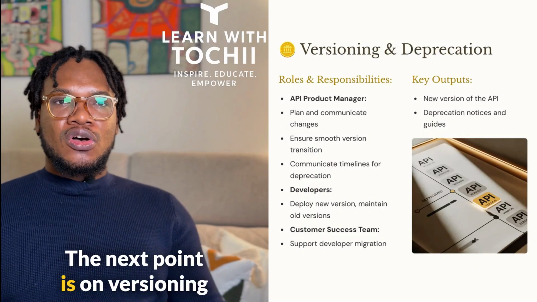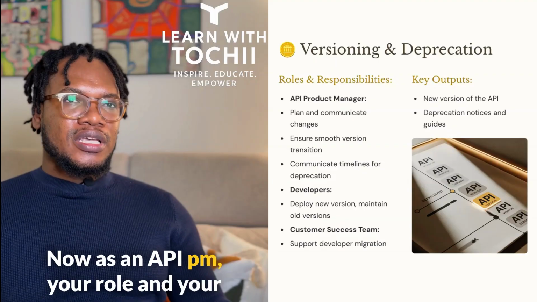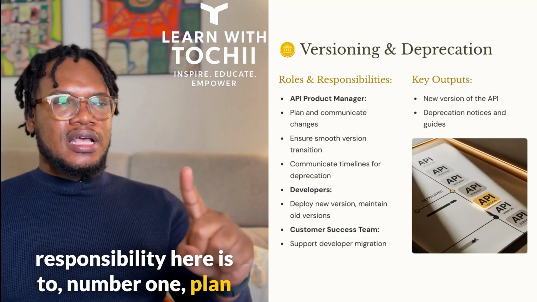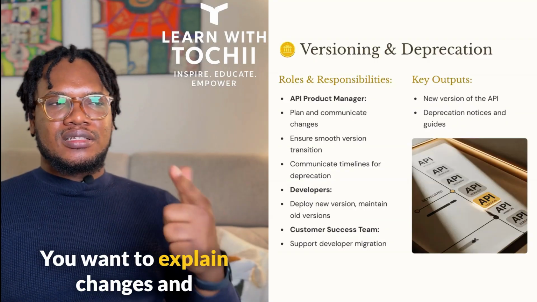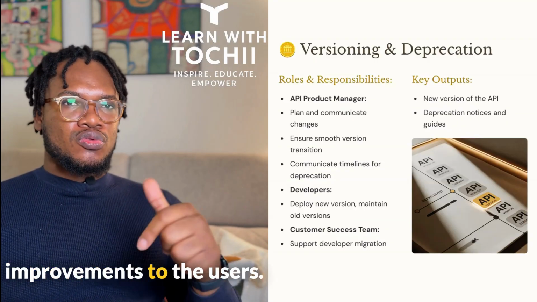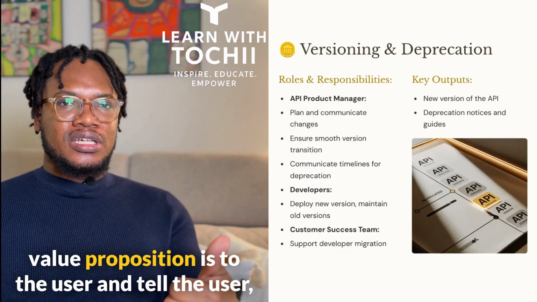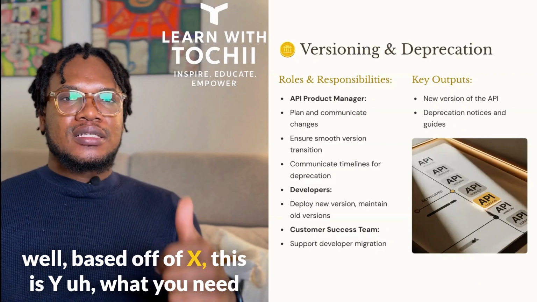The next point is on versioning and deprecation. Now, as an API PM, your role and responsibility here is to, number one, plan and communicate new API versions. You want to explain changes and improvements to the users. So you need to communicate what the value proposition is and tell the user, well, based off of X, this is why.